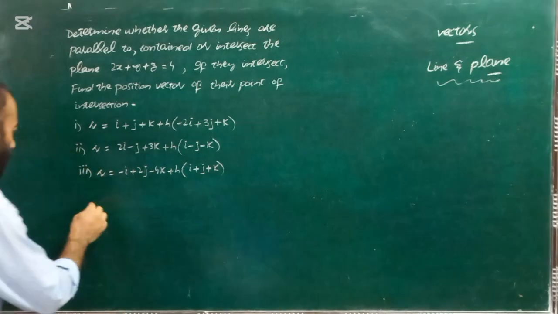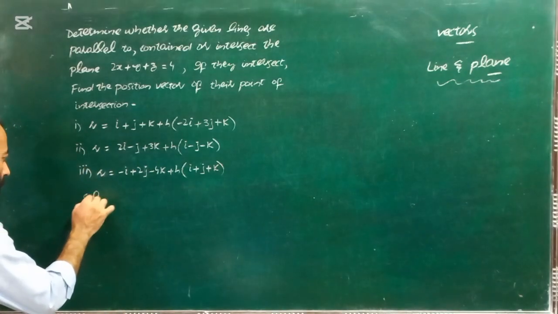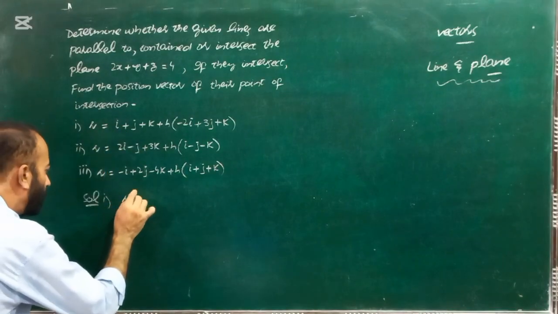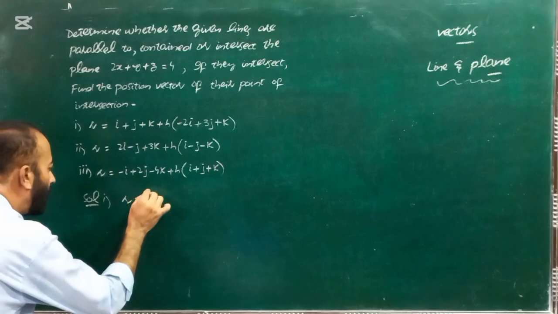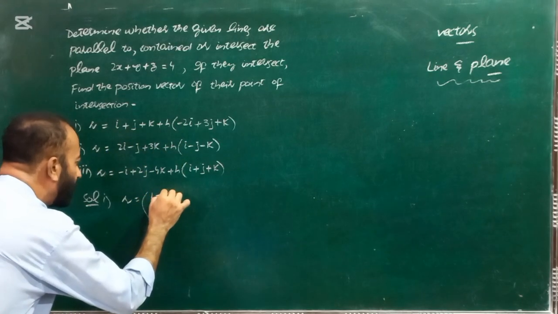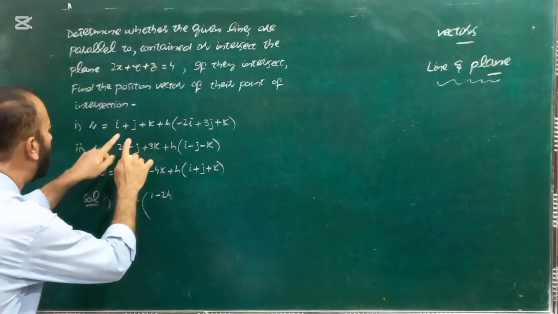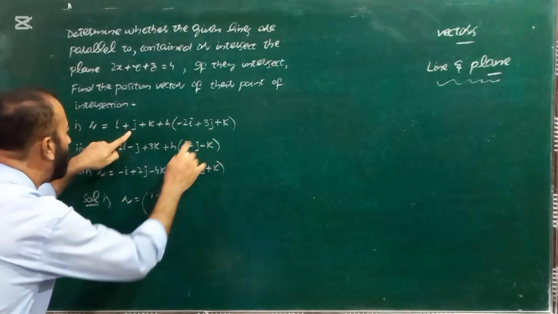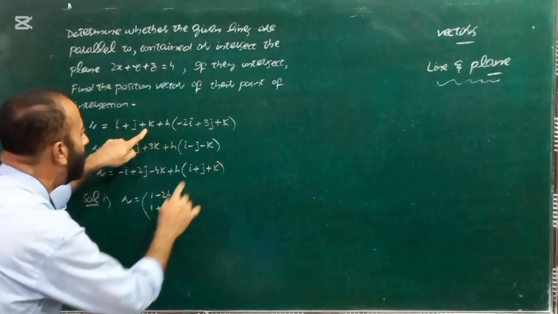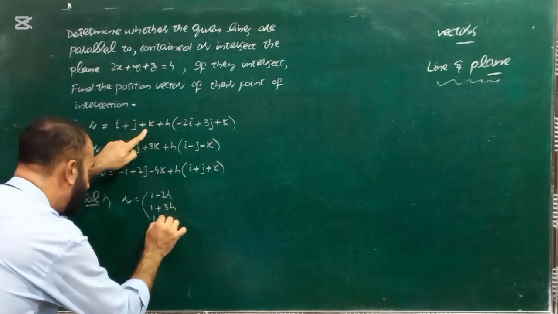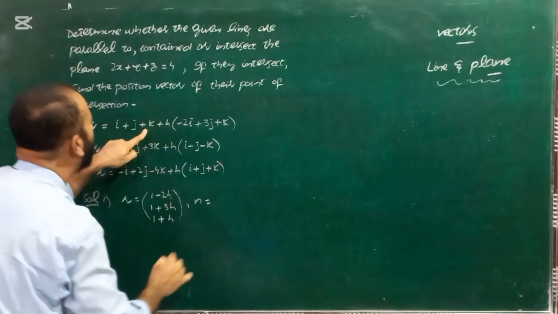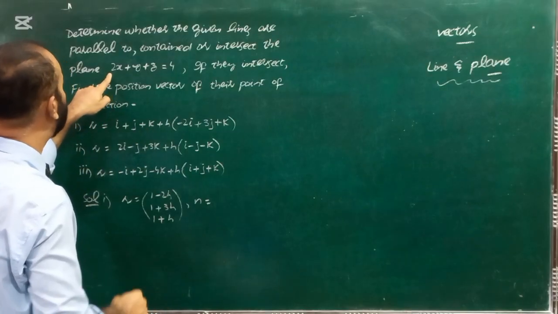So look now, solution. For the first part, here is r, and r is 1 minus 2 lambda, then 1 plus 3 lambda, and then 1 plus lambda. So this is r, and this is n, that is the plane normal, that is 2, 1, 1.